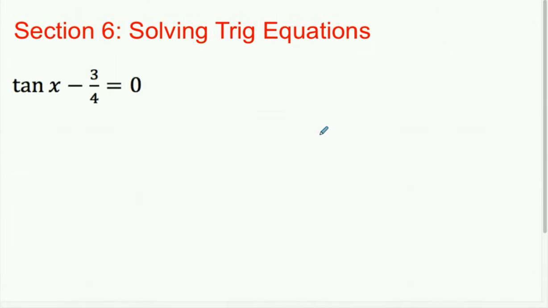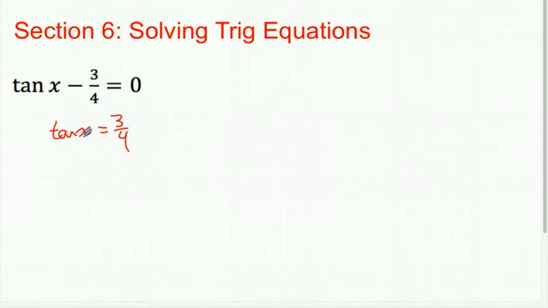Okay. Next, last thing in trig is solving trig equations. So I'll solve one linear trig equation and one quadratic trig equation. So this linear trig equation, to solve this, well, we want to isolate x, right? We want to figure out what value of x is going to make this equation true. So let's isolate x. So let's start by moving the negative 3 over 4 over. So tan x equals 3 over 4.